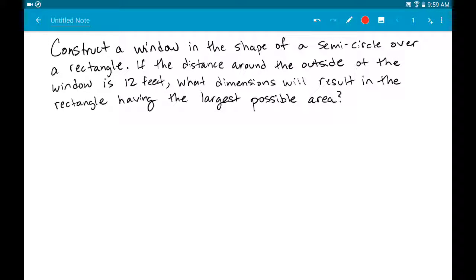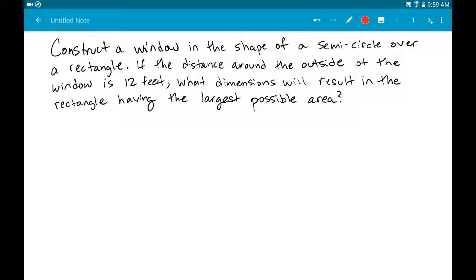Alright, welcome back. I thought I'd do a quick video on max and min type problems or applications in calculus. Sometimes these are called optimization problems also. So let's just jump right into it. It says construct a window in the shape of a semicircle over a rectangle.